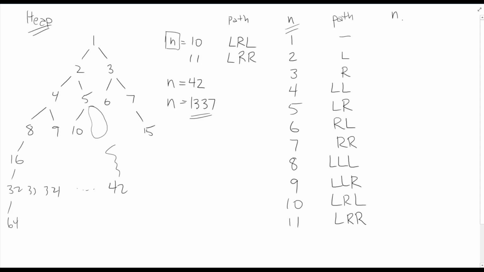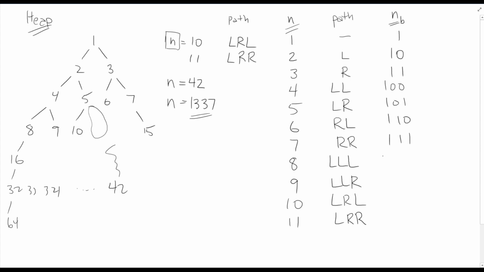So here I'm going to write n, but I'm going to write it in binary instead. So again, 1 written in binary is just 1. So that's pretty easy. 2 written in binary is 1, 0. 3 written in binary, 1, 1. Okay. You might be seeing a pattern yet. If not, let's keep going. 4 is 1, 0, 0. 5 is 1, 0, 1. 6 is 1, 1, 0. And 7 is 1, 1, 1.